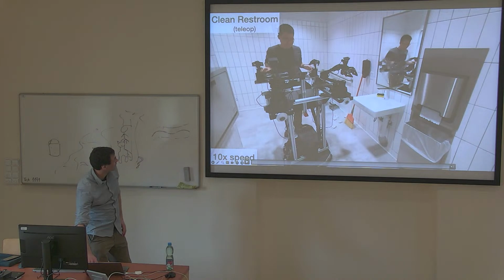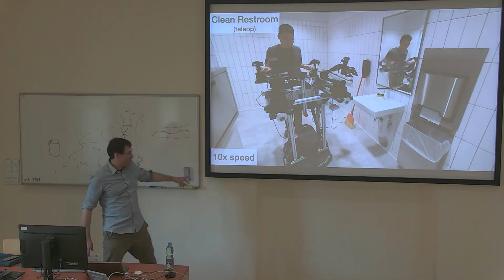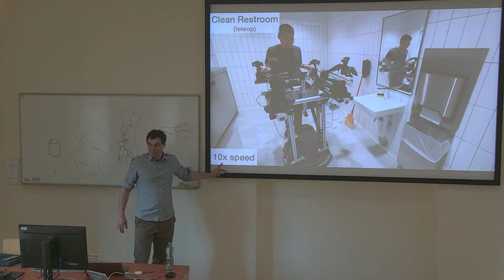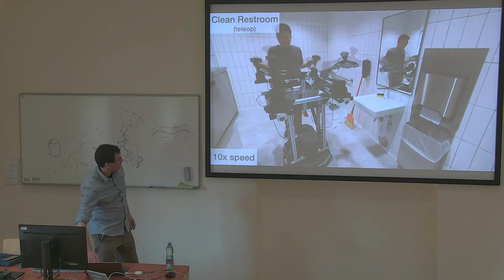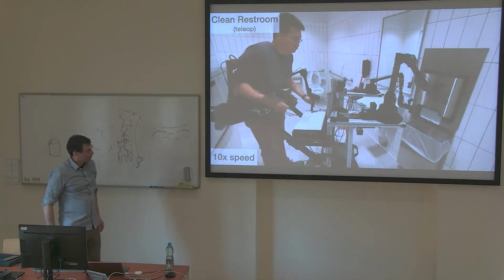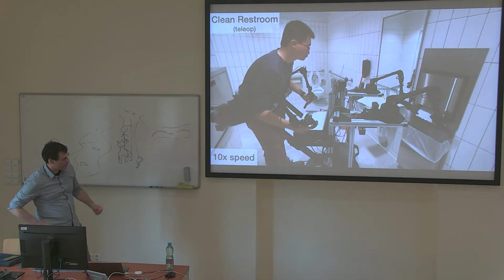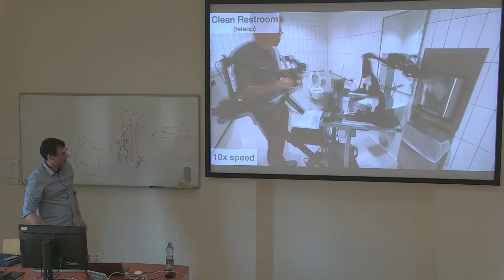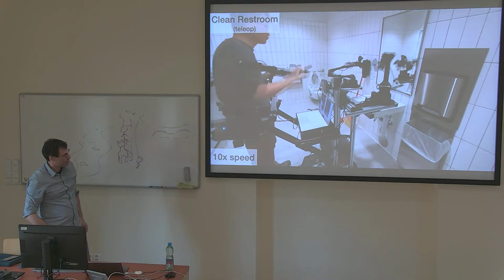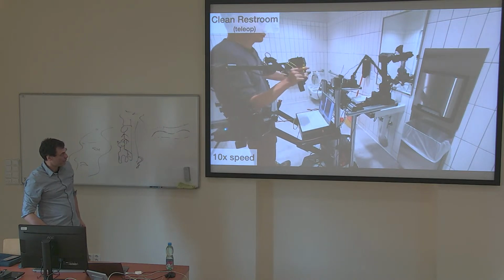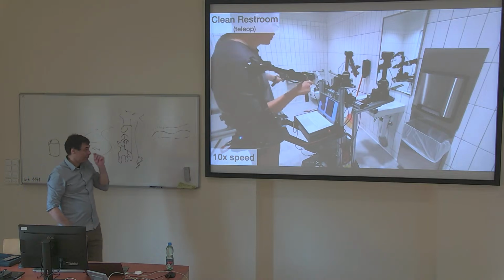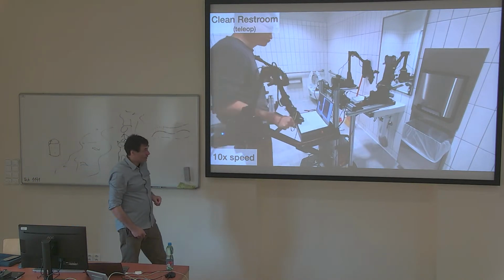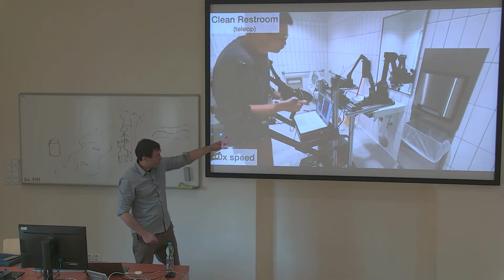So this is the platform, and this is an example. This task is called clean restroom. And note, this is 10 times speed up. So what you see here is 10 times, he's usually doing a particular task quite slowly. He's picking up a paper towel, taking it, then he's using the paper towel to clean the mirror a little bit. And then he's maybe using the sponge to do something.